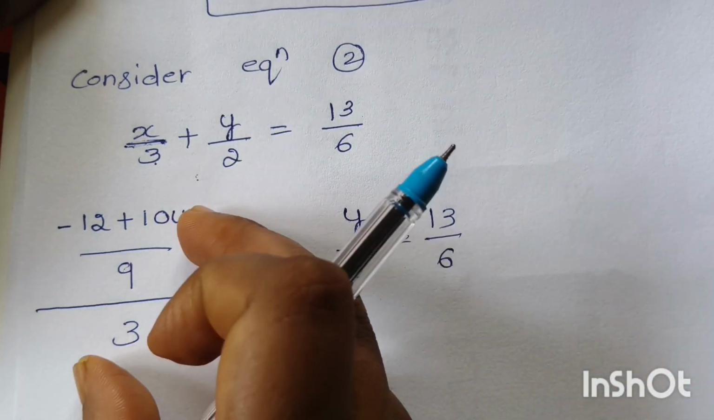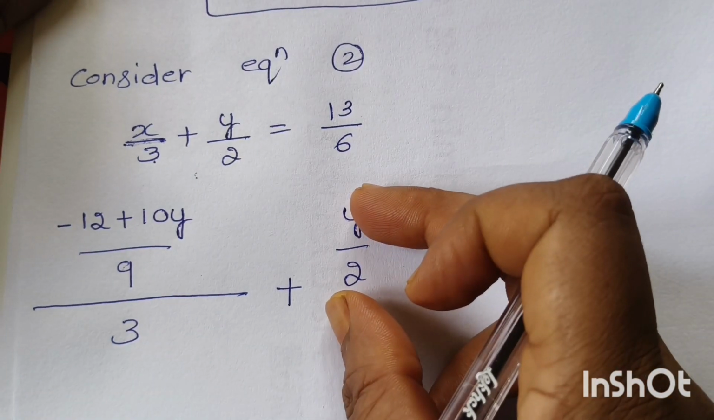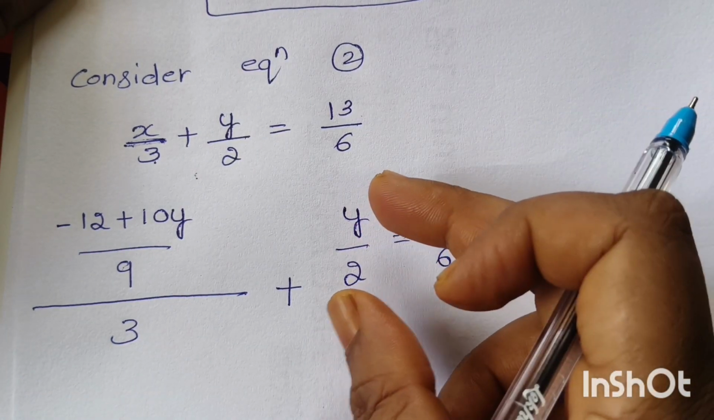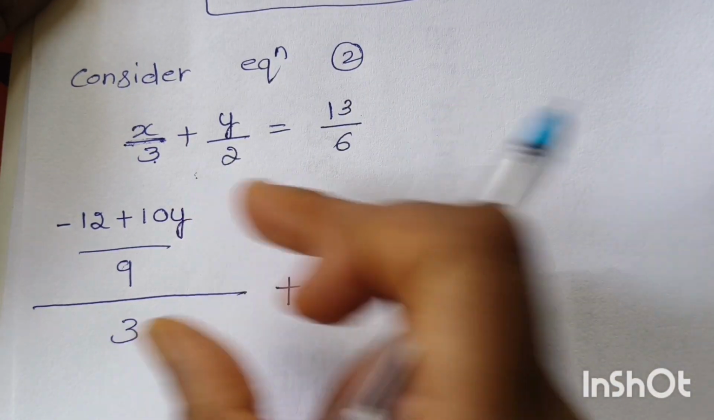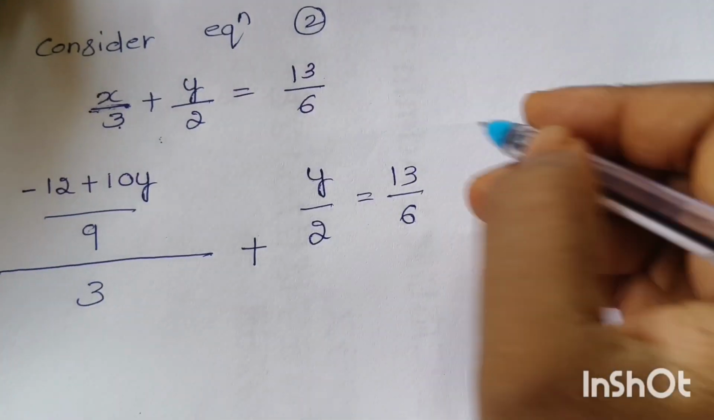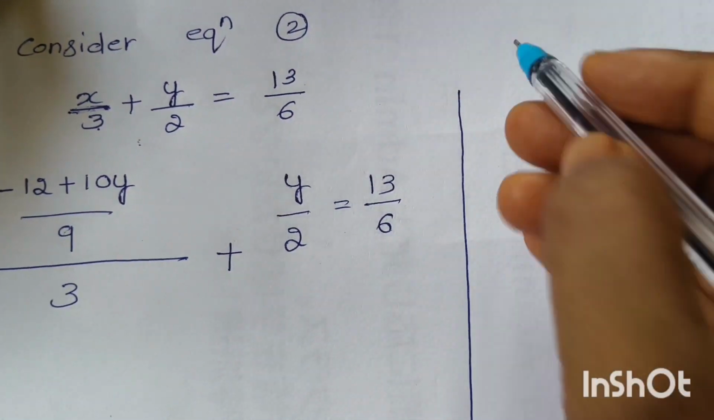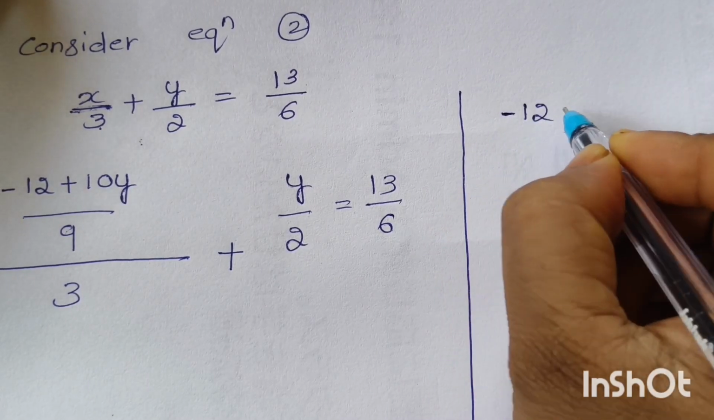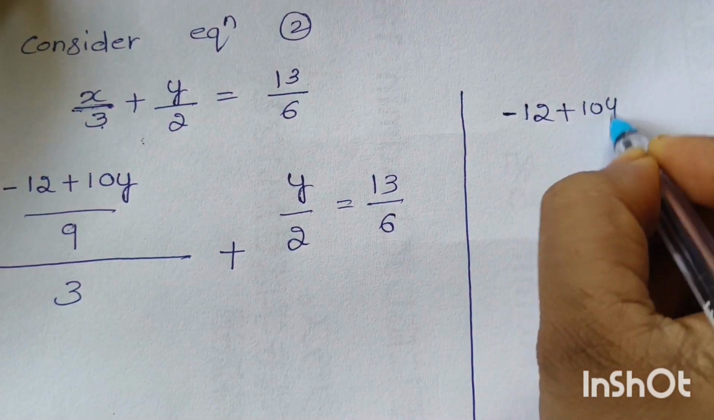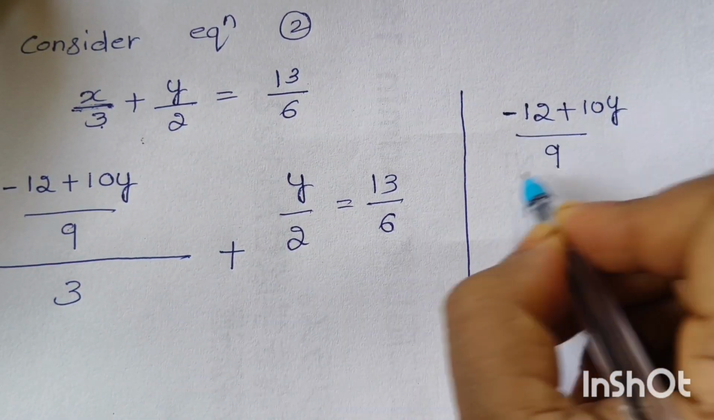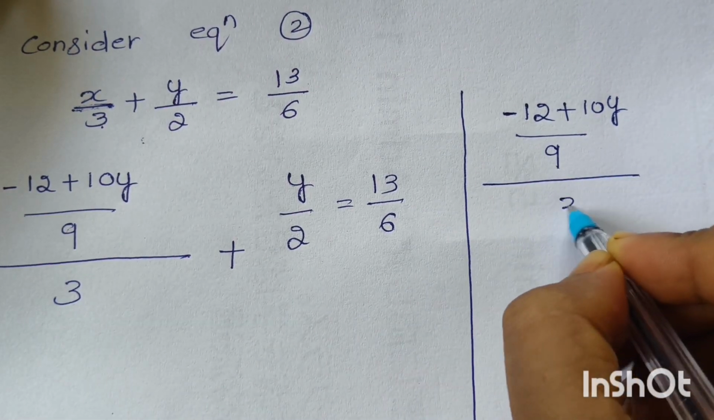Now look at this. This is one term and this is one term. Now let me simplify this term separately here. This term I will write here to simplify: minus 12 plus 10y divided by 9, whole divided by 3.